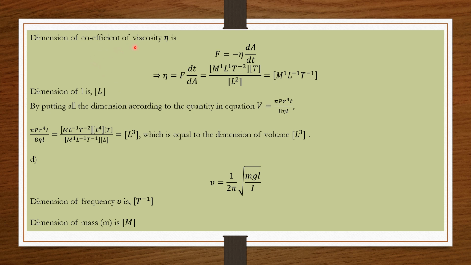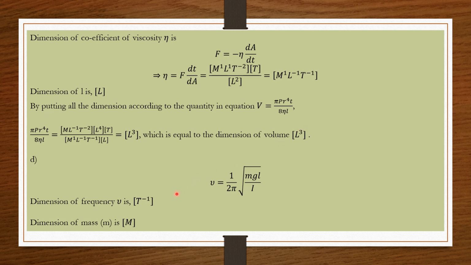Then the dimension of the coefficient of viscosity, we can get it from the formula F is equal to minus eta A dv by dx, and here the dimension of eta can be found to be M to the power 1 L to the power minus 1 and T to the power minus 1. And again the dimension of L is L. So by putting all the dimensions according to the quantities in the equation, that is V is equal to pi P r to the power 4 t divided by 8 eta L, we find the dimension of pi P r to the power 4 t by 8 eta L is L cubed, which is equal to the dimension of volume. So this is also a dimensionally correct equation.